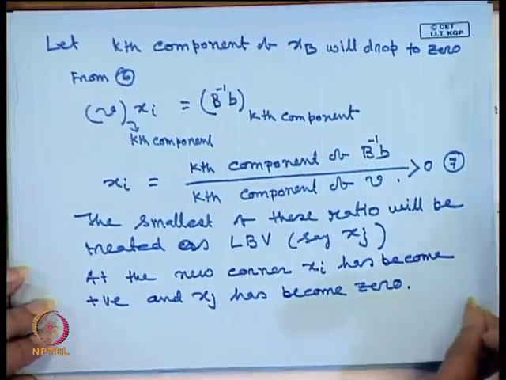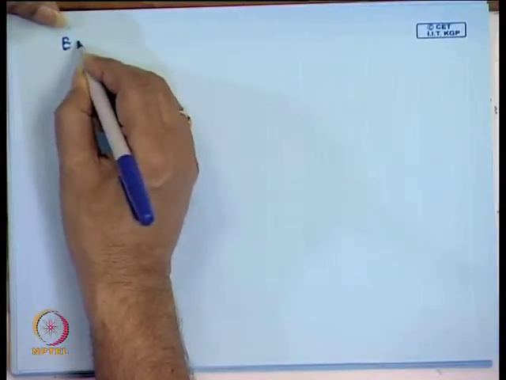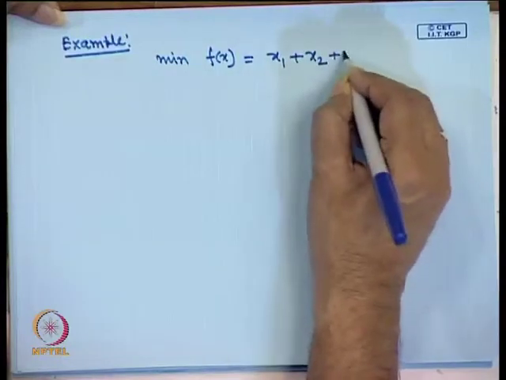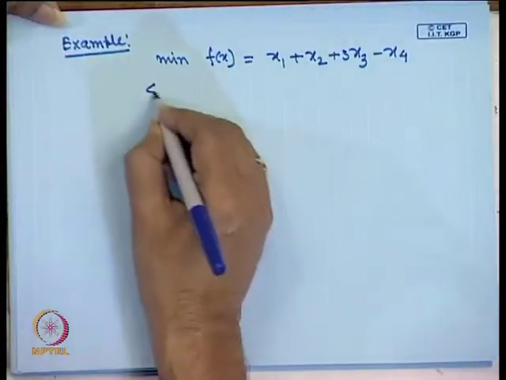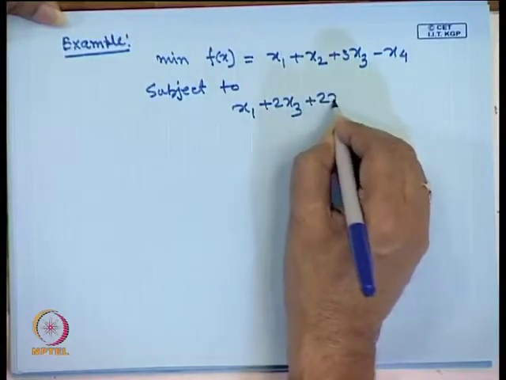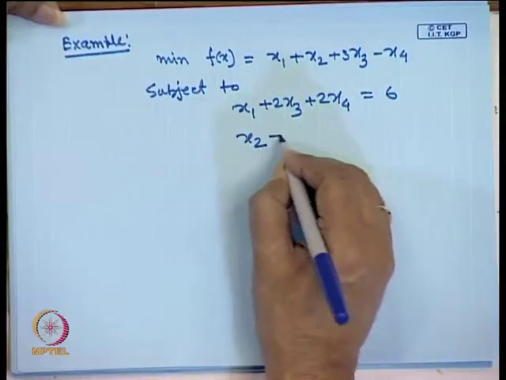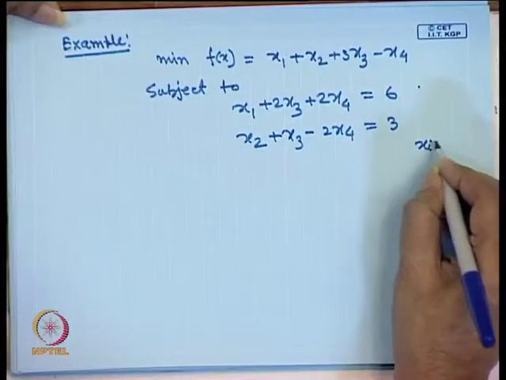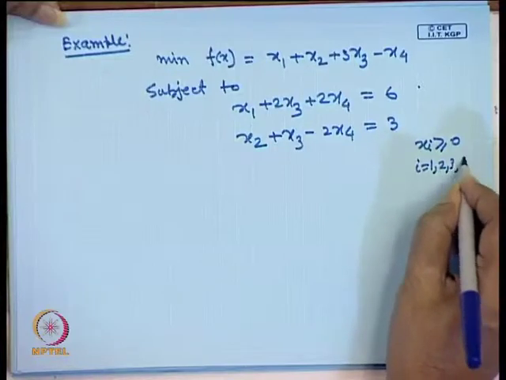Agree with this choice? So, keeping all these things in mind, we will now see how to solve our linear programming problem using the simplex algebraic approach, the simplex method using the algebraic approach. We will take our earlier problem that we have discussed: minimize f(x) is equal to x1, x2 plus 5x3 minus x4, subject to x1 plus 2x3 plus 2x4 is equal to 6, and x2 plus x3 minus 2x4 is equal to 3, and x_i is greater than or equal to 0, i is 1, 2, 3, 4.